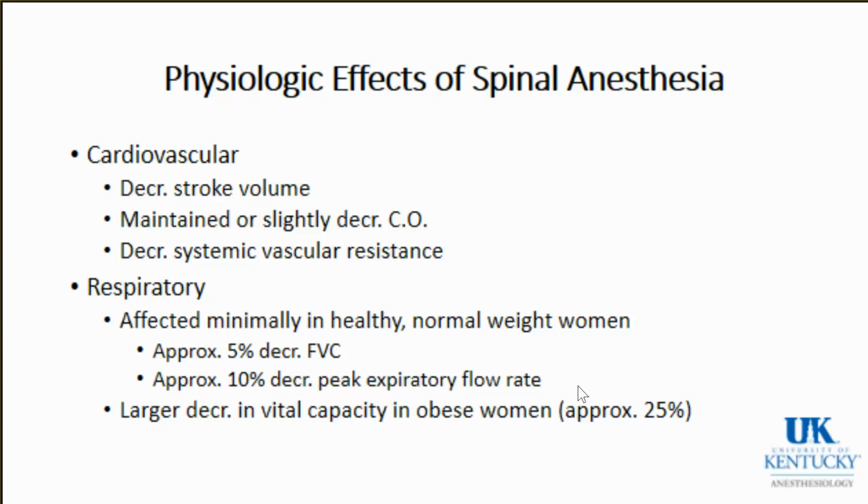What about respiratory-wise? Well, in healthy, normal weight women, you really won't see a very significant change with spinal anesthesia. You can see maybe about a 5% decrease in your FVC, and at most a 10% decrease in your peak expiratory flow rate. Those are really the only respiratory changes you should see in a healthy patient. If you have an obese patient, you'll see a larger decrease in vital capacity, maybe as much as 25% in those patients.